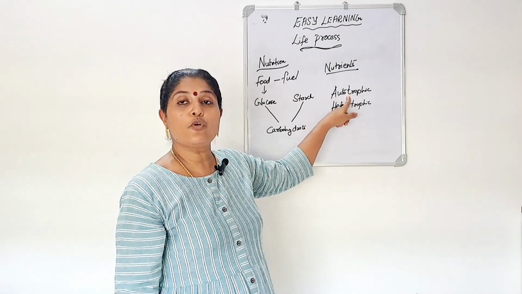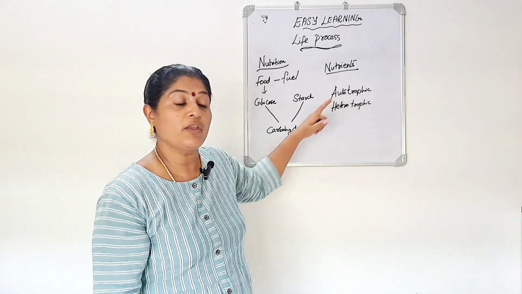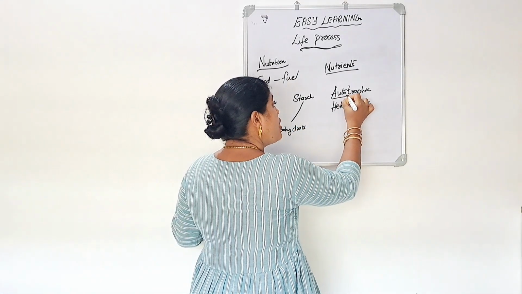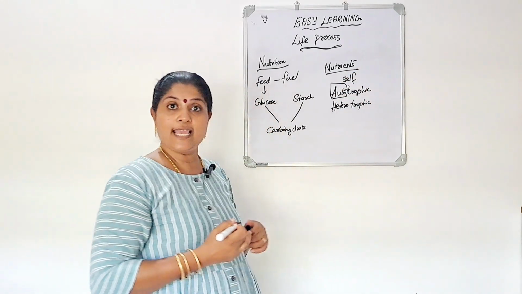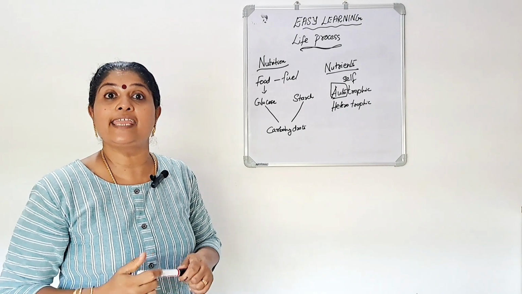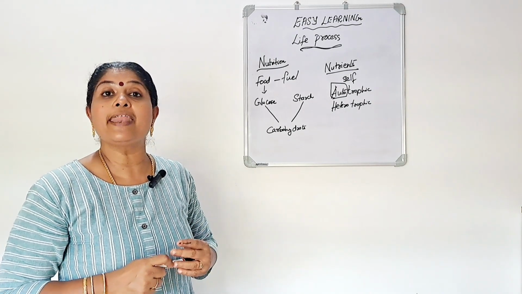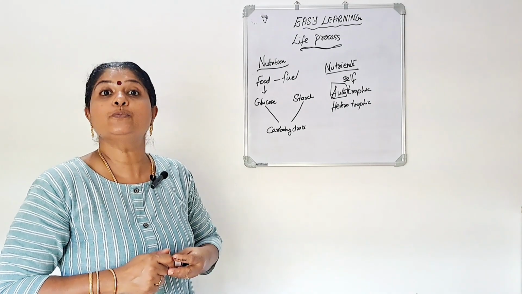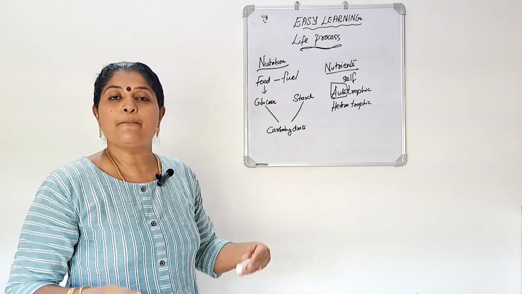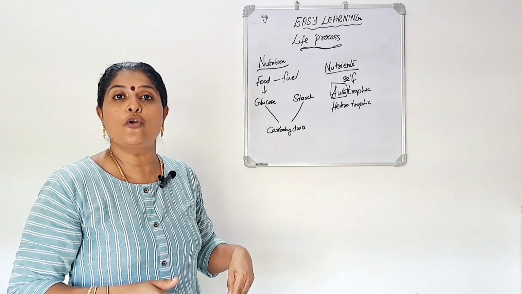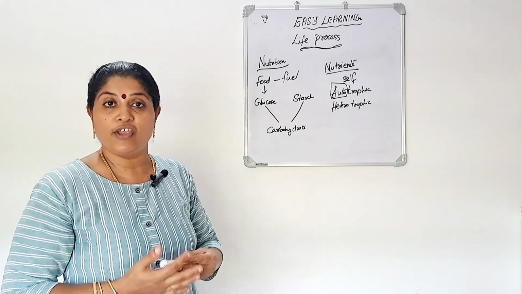In autotrophic mode of nutrition, what is meant by autotrophic mode of nutrition? Auto means what? Auto means self. So, self-nutrition. They are taking in the food on their own. They are preparing the food on their own. Nobody is providing that particular organism with food. Okay. So, they have the capacity to produce the food on their own. So, that is meant by autotrophic nutrition.